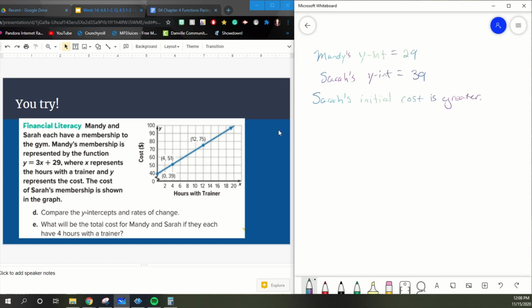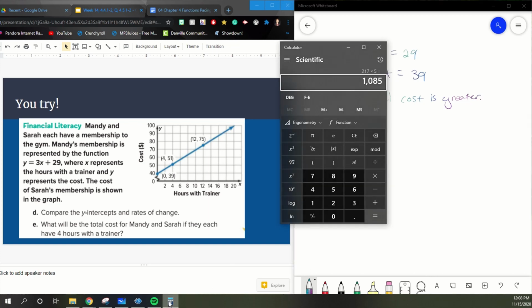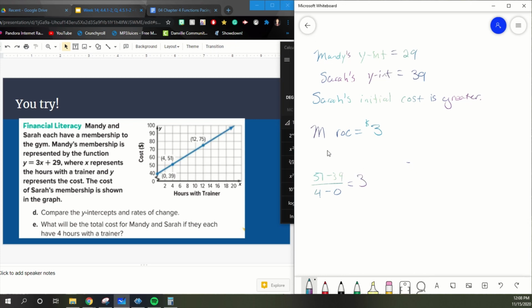The rate of change of Mandy's is just what's in front of our x there. It's just 3. So she's spending $3 per hour with the trainer. The rate of change for Sarah's, well, if we do 51 minus 39 over 4 minus 0, well, 51 minus 39 is 12 divided by 4, and we get 3. So Sarah's rate of change is $3 as well.